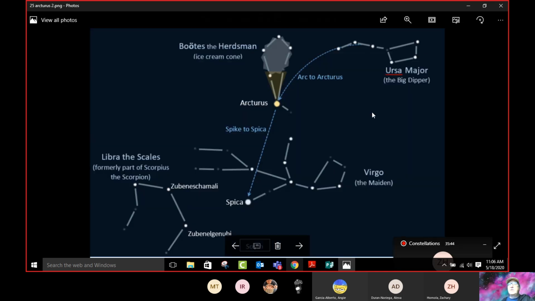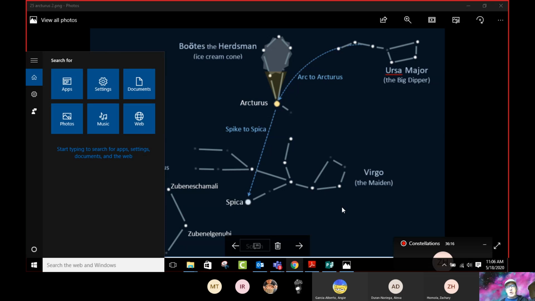Here's another view of this. Here's the Big Dipper. If you went this way, you'd go to Polaris, the North Star, but if we follow the handle, we can arc to Arcturus, which is part of the Herdsman, which today people think is shaped like an ice cream cone. And then there's two different ways to memorize this. I like the saying arc to Arcturus and speed on to Spica. Some people prefer spike to Spica. And Spica is the brightest star in the constellation Virgo.